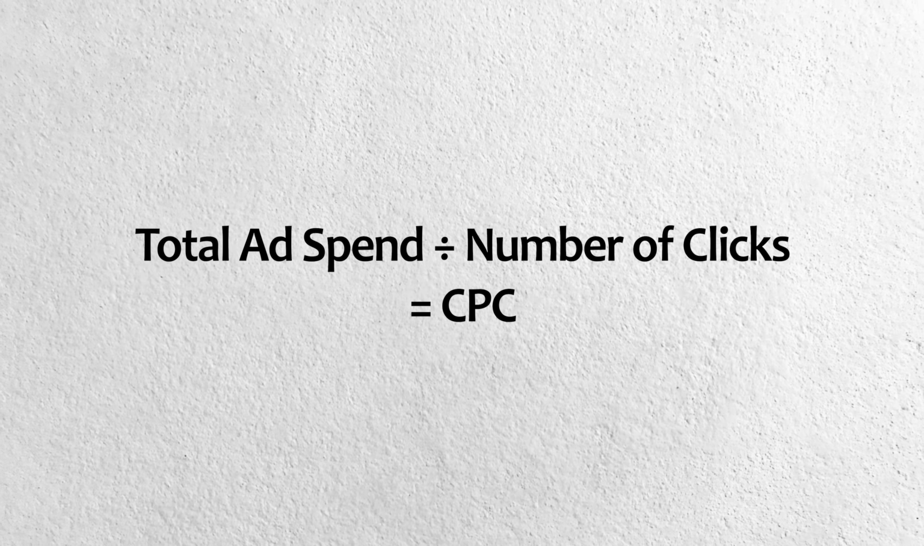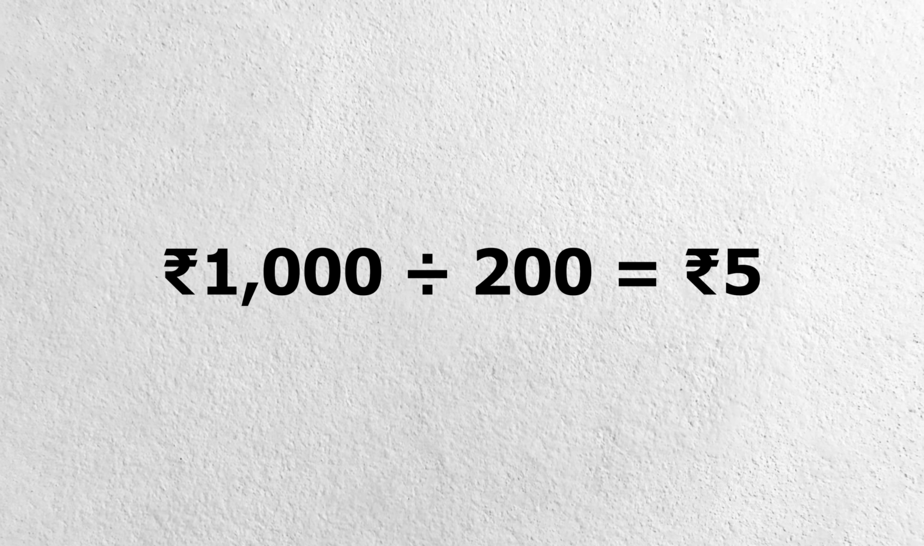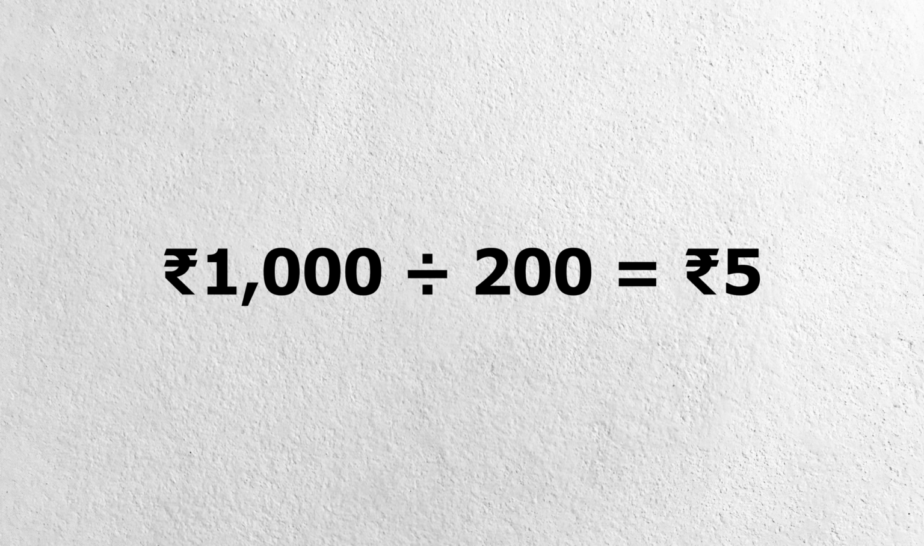And the formula goes like this: total ad spend divided by number of clicks equals CPC. For example, you spend 1000 rupees on Facebook ads and you get 200 clicks. If you calculate 1000 rupees ad spend divided by 200 clicks, it equals 5 rupees CPC.